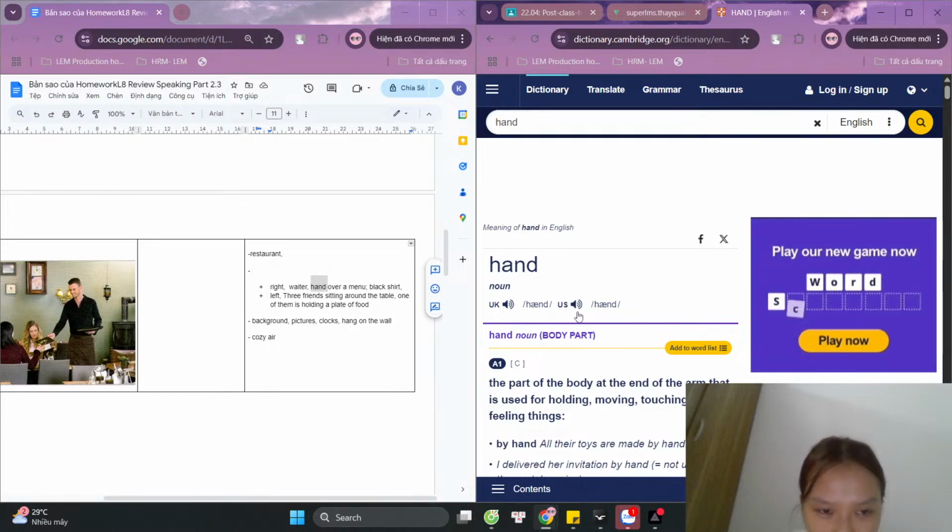This is a picture of a restaurant. On the right side, a waiter in a black shirt is handing over a menu. On the left side, three friends are sitting around a table. One of them is holding a plate of food. In the background, pictures and clocks are hanging on the wall. It looks like a cozy air.